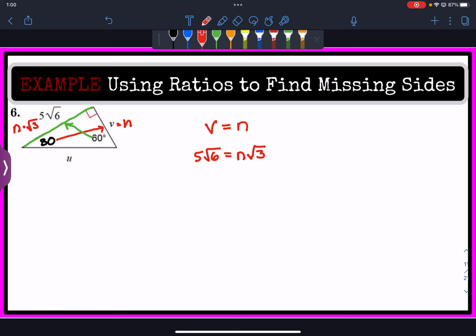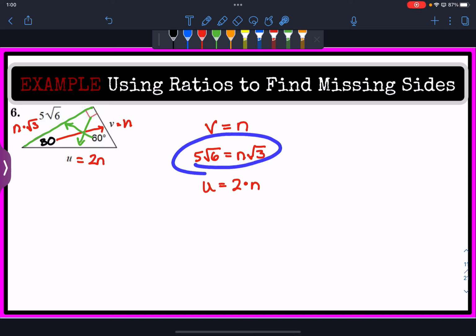And across the hypotenuse, that side has a side measurement of 2 times n. So u is going to equal 2 times the value of n. But here's the problem. We do not know what the value of n is. But we can use this middle equation here to figure that out, because we know that n times square root of 3 has to give me the answer of 5 radical 6.